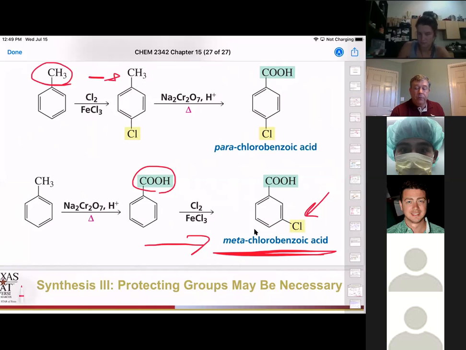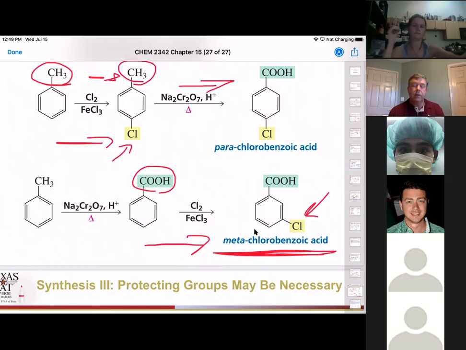Now, if we have a methyl group, it's not very big, so we're going to get some para, but we're also going to get some ortho. So we have to think about that this is not going to be the highest yielding reaction. But once we have this, we have these benzylic hydrogens, and therefore we can oxidize those benzylic hydrogens and get us to our carboxylic acid.